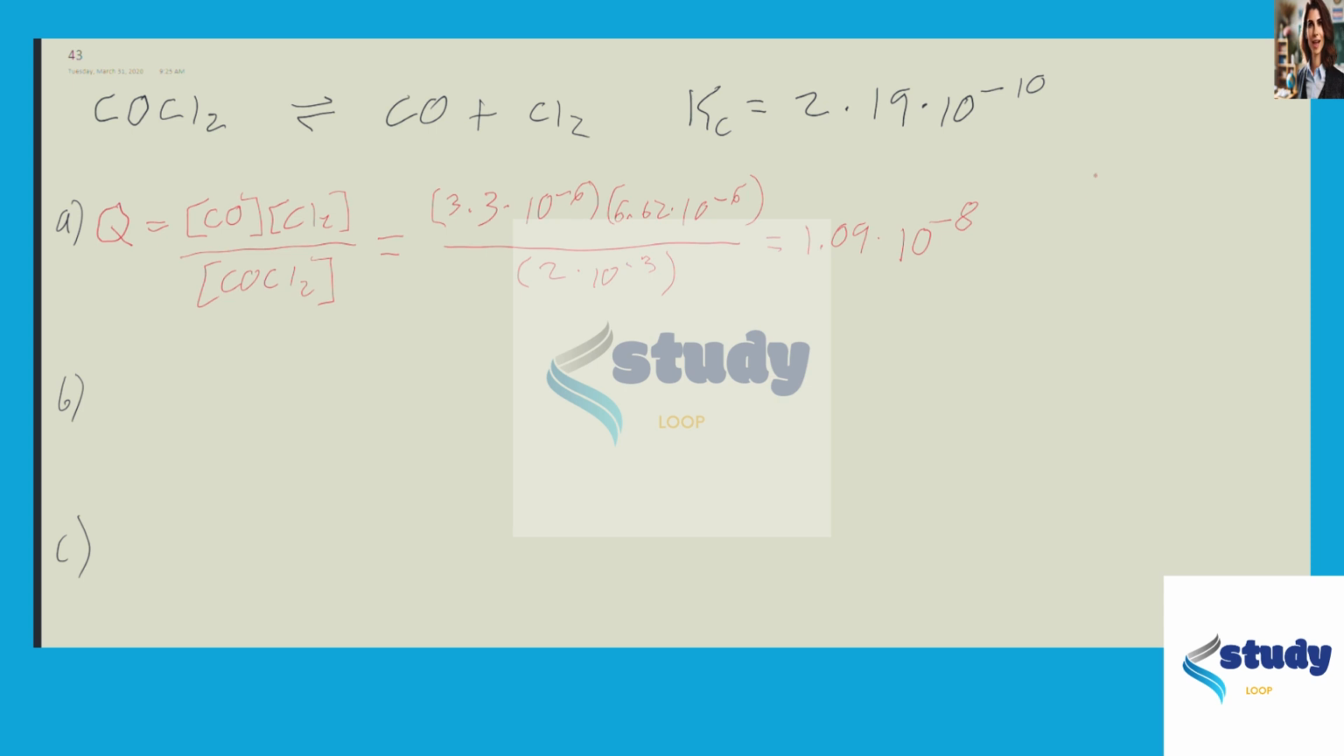So you'll notice here that your Q value, being 10 to the minus 8, is greater than your Kc value, which is times 10 to the minus 10. Therefore, we have more products and fewer reactants. So to get to equilibrium, we would need to shift to our reactants.